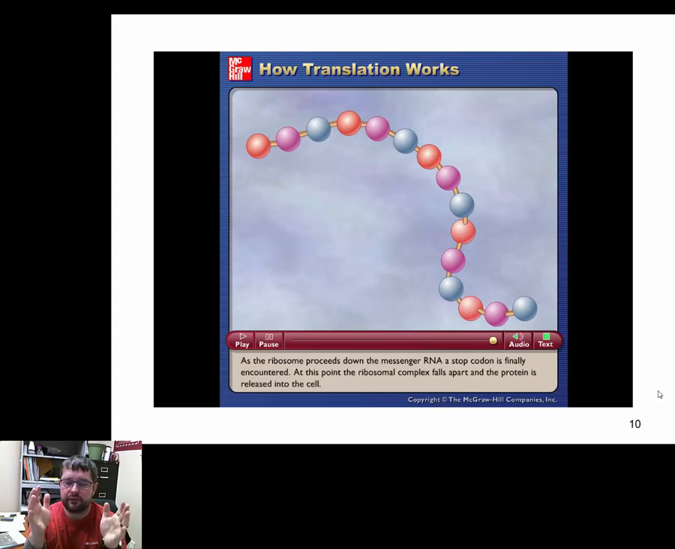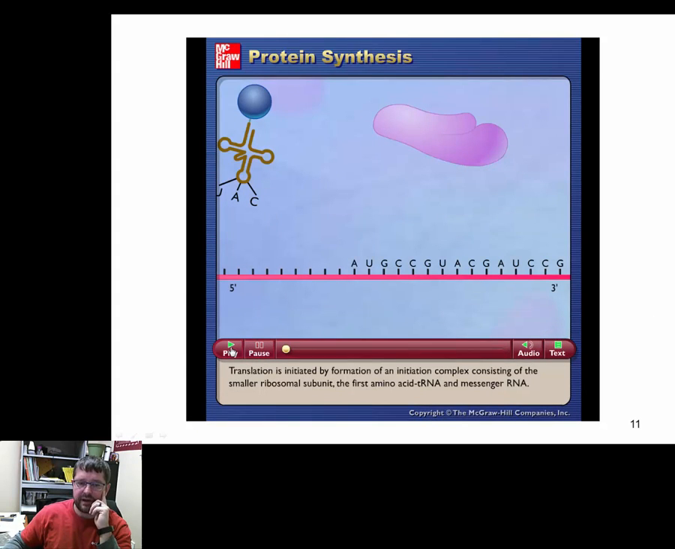Okay, so you can see that that was a eukaryote carrying out translation. Right? And you can tell that because there was an exit site on the large ribosome. Now we're going to watch how prokaryotes go through the exact same process.